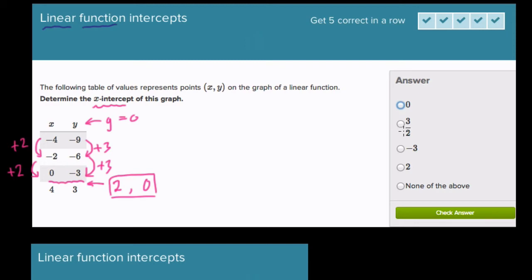So here, they want to know what the x-intercept is. Well, what do we pick? The x-intercept is specifically, they don't want it as a point here, they want it as the x value. So the value is 2 here.